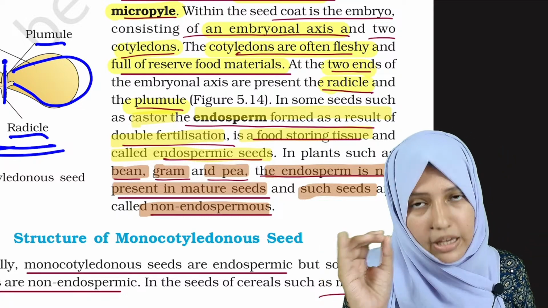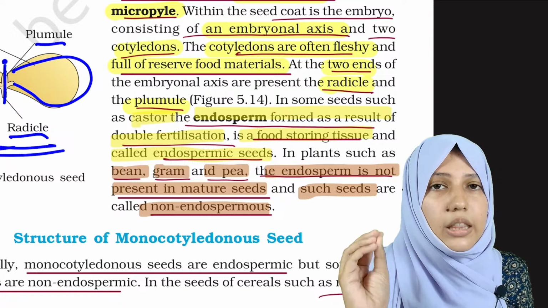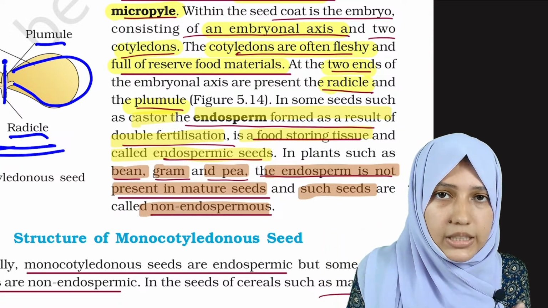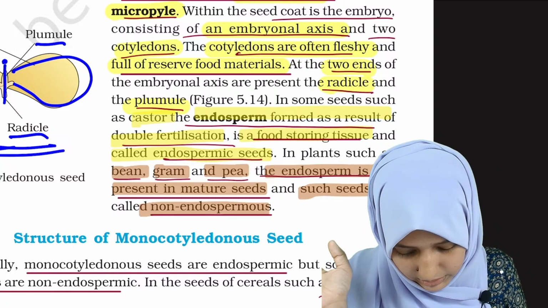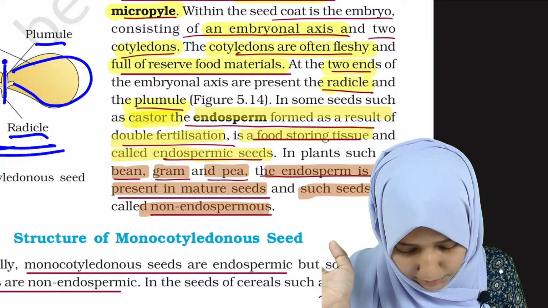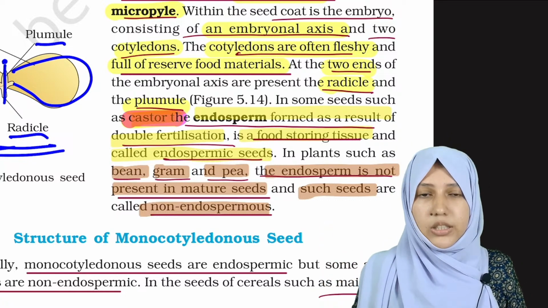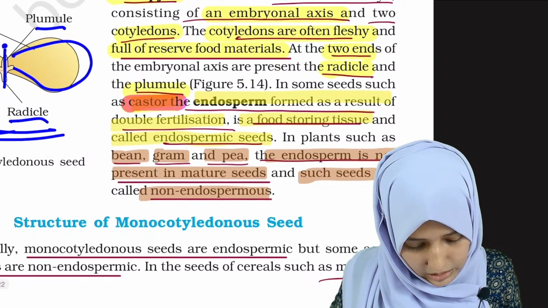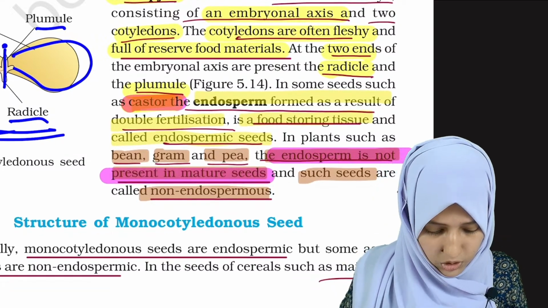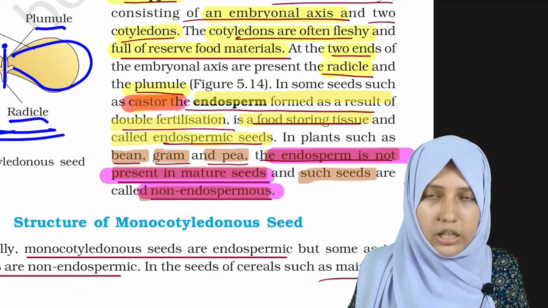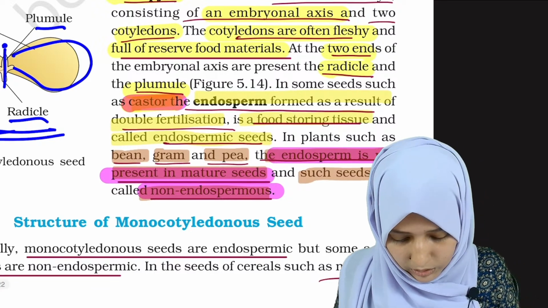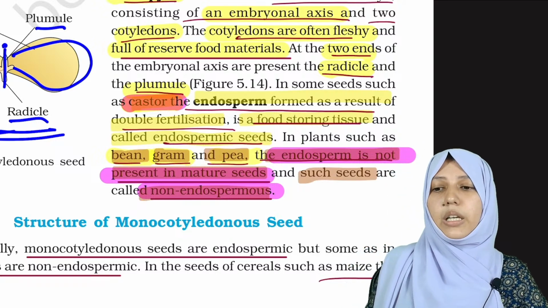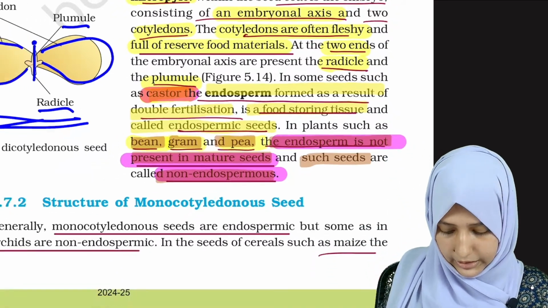Clear? If the endosperm is persistent, then it is known as endospermous seeds. What are the examples? Castor is an example of an endospermous seed. If the endosperm is not present in the mature seed, such seeds are known as non-endospermous. Examples are bean, gram and pea. Clear?